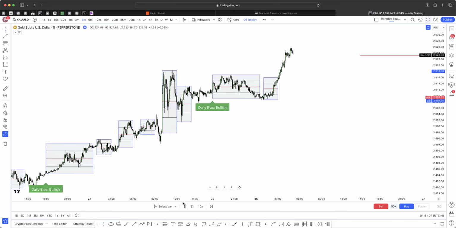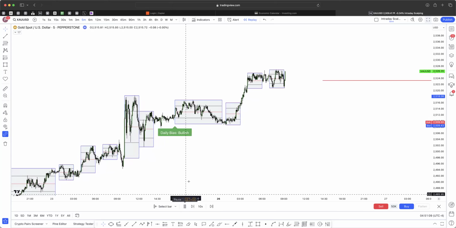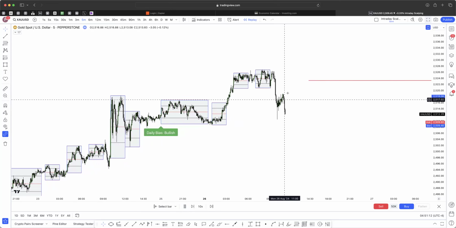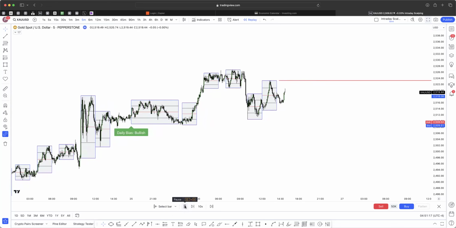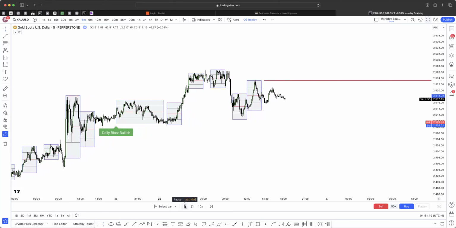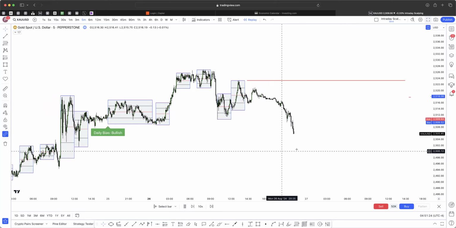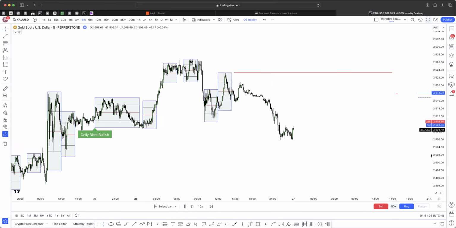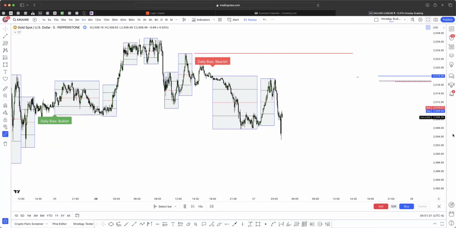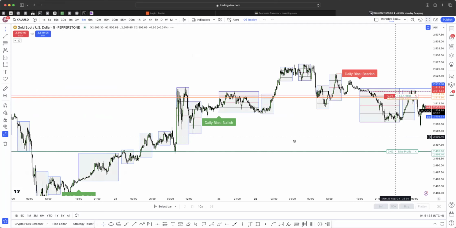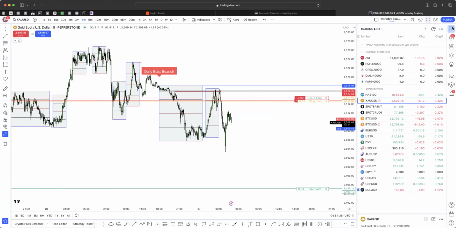Daily bias bullish. Price goes higher. There we go. It went up, went down. There's another opportunity to buy to end the day. Close bullish, right? It closed bullish. The next one would be today's price action. Yeah, 27th of August. Let's see what we got. Daily bias bearish. And that's where we stand right now.